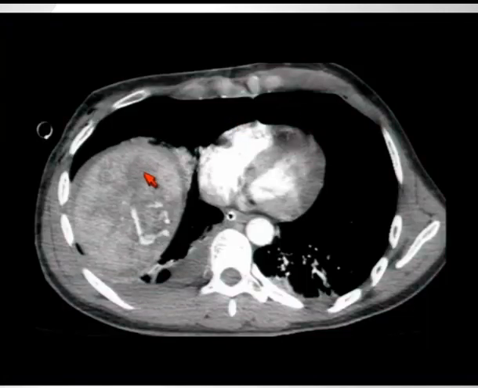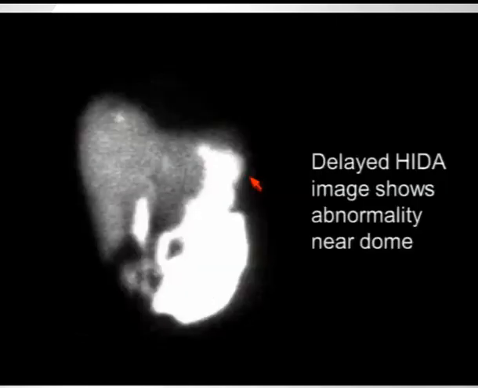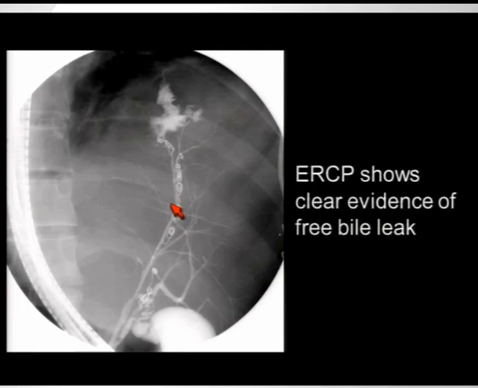And we can see here a patient with trauma to the superior aspect of the liver, clear active extravasation of contrast here, so that's going to require embolization to start with. A HIDA scan with delayed imaging shows there's some abnormality near the dome of the diaphragm here, suggesting some biliary injury. But the ERCP clearly shows evidence of free intraperitoneal leak here. And you can see this has been performed subsequent to the patient getting the embolization for the laceration to the renal artery.